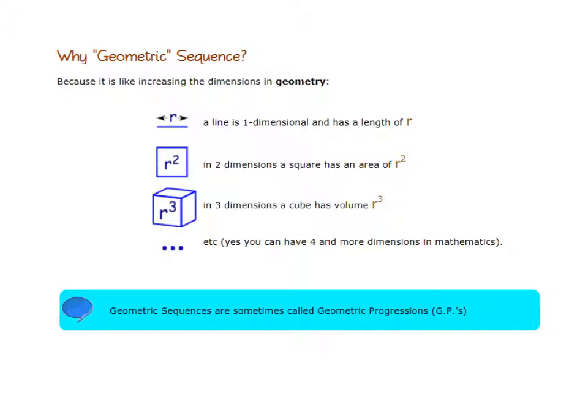Okay, so why a geometric sequence? Because it's like increasing the dimensions in geometry. So a line is one-dimensional and has a length of r. In 2 dimensions, it's squared. In 3 dimensions, it's cubed, etc. Okay, you can have multiple dimensions.